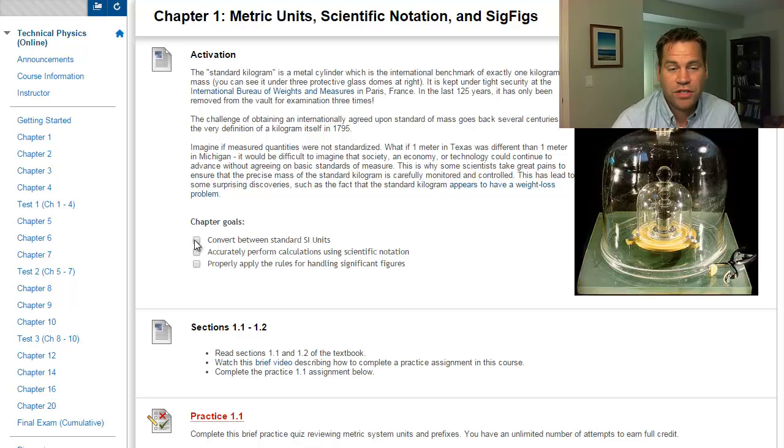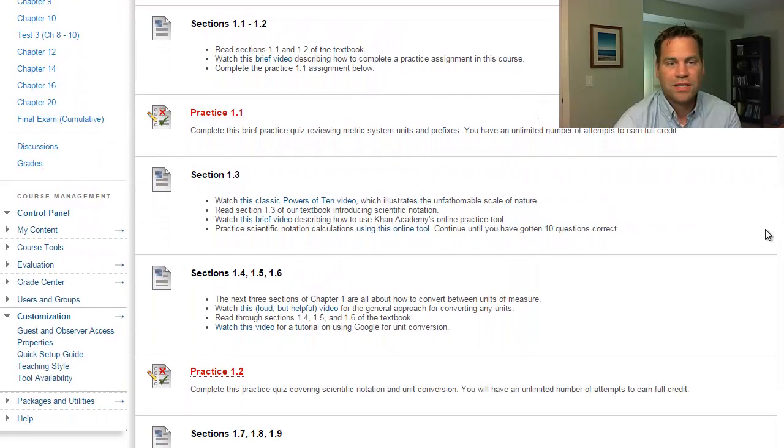Beneath each activation are the chapter goals. That's what we're going to hopefully learn about in each chapter. And as you learn those things, you can even check the boxes if you want to. It doesn't do anything, but sometimes it's satisfying to check a box. Below that, you'll see how the course is laid out, and how it is centered around the textbook. The textbook is our backbone because each of these bite-sized chunks is a portion of the book.